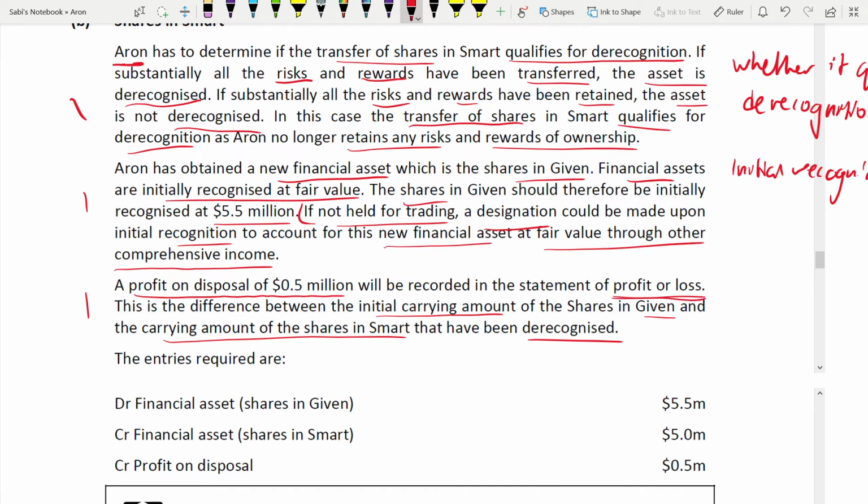Why? Because you told fair value, initially recognized at fair value. This option of fair value through other comprehensive income applies only if it is not held for trading. But they have not mentioned anything about trading. Default position is fair value through profit and loss. Understood? Fair value through other comprehensive income comes in rare cases. If it is like that, they will tell you that it is not held for trading or that it is designated like this. Otherwise, the default position is always profit and loss. That's the safest side. Don't take other comprehensive income. That's why they told profit and loss.